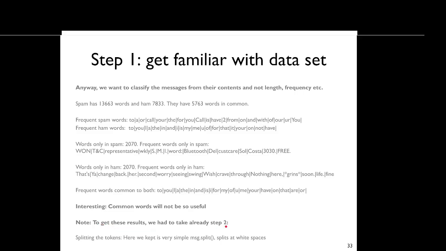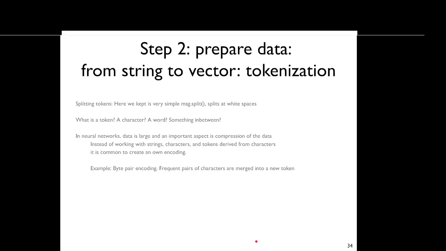By the way, to get this analysis of frequent words in ham and spam, we had to carry out step 2 already. We're now still at step 1, which was turn the string into words. We did something super simple. We just applied to the message string the Python command split, which splits the string at white spaces, so at a new line and at a space.